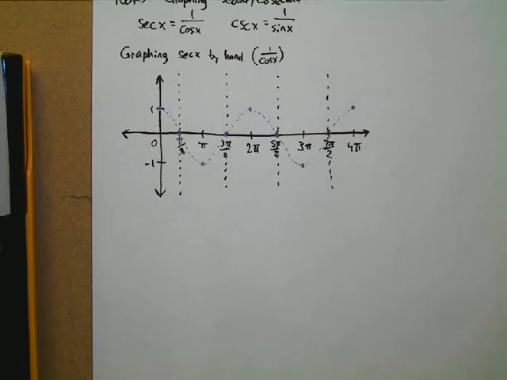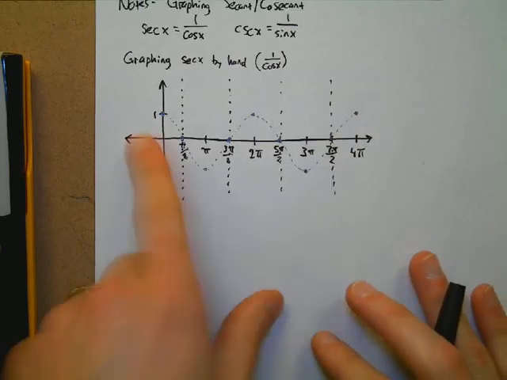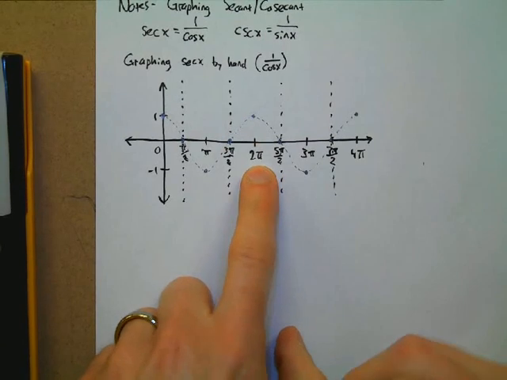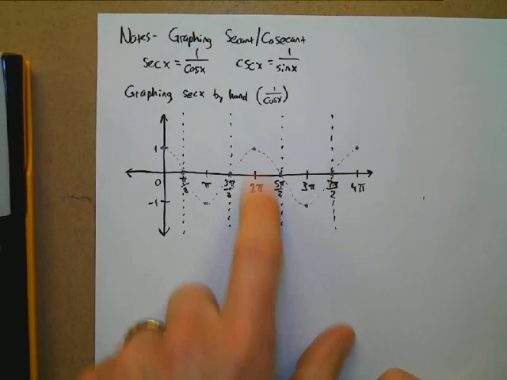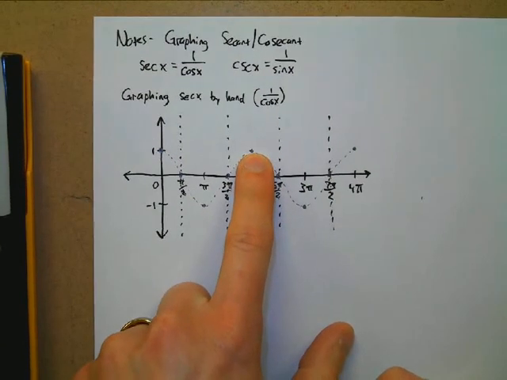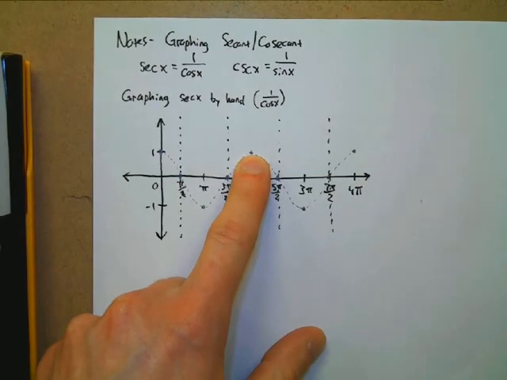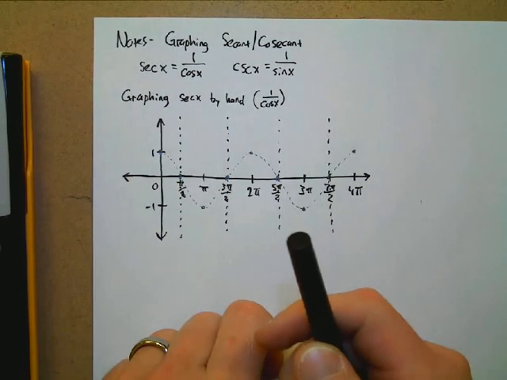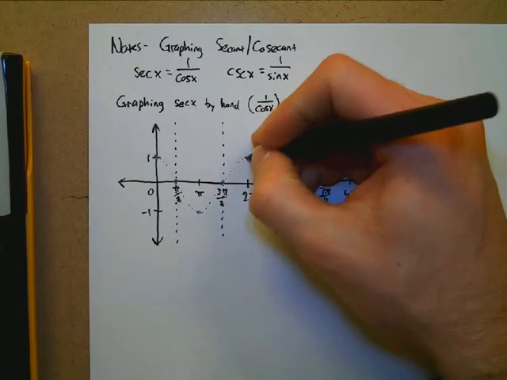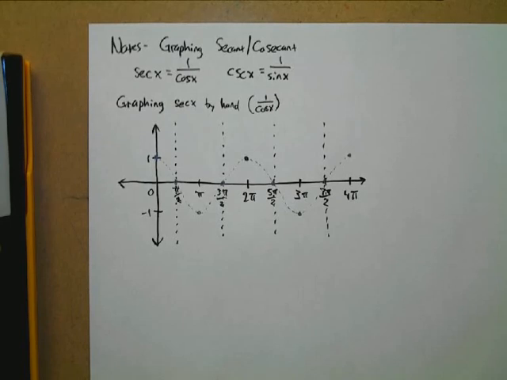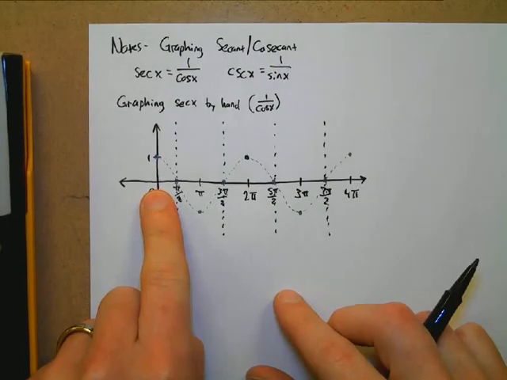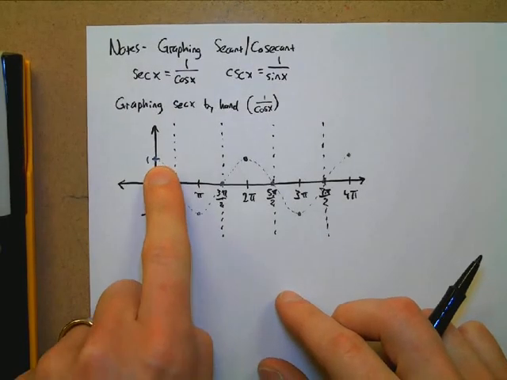For example, I'm going to jump in to 2 pi at the very center. Cosine of 2 pi is 1, so secant of 2 pi will be the reciprocal of 1. What's the reciprocal of 1? Not negative 1, nope. It's just 1. So we have a point right there. Here's another. At 0, cosine of 0 is 1. What's the reciprocal of 1? 1. Another point right there. And at 4 pi, also a point right there.